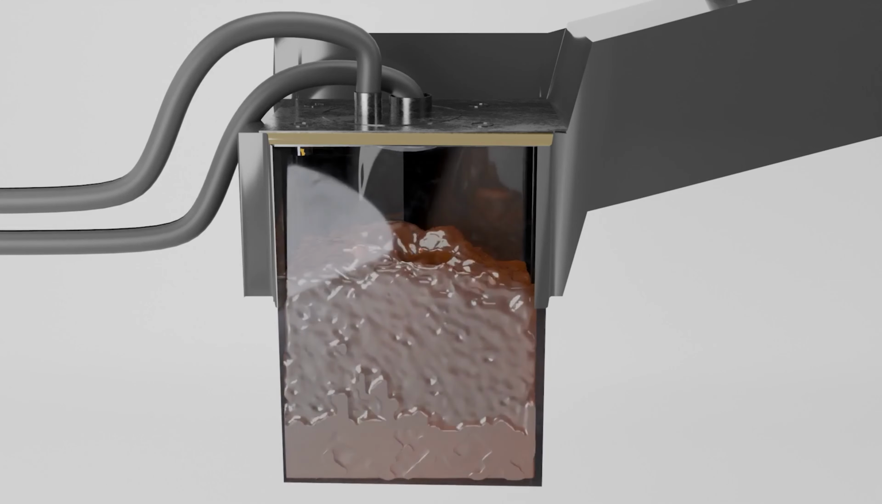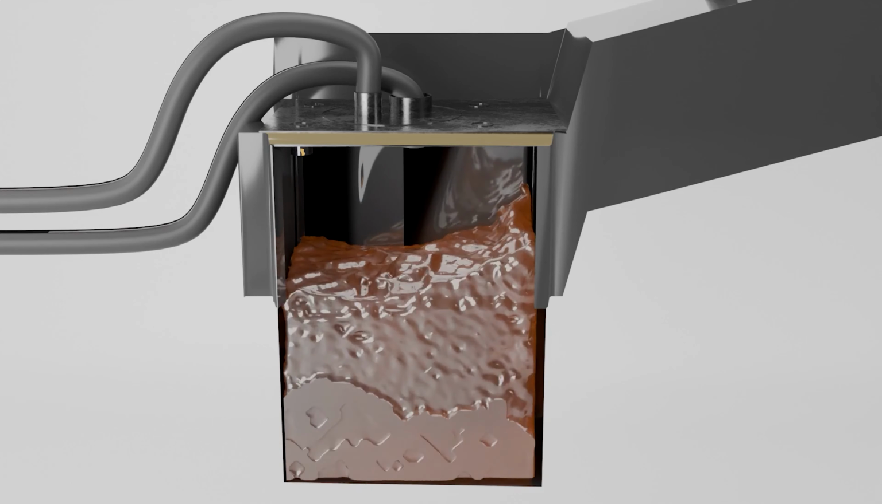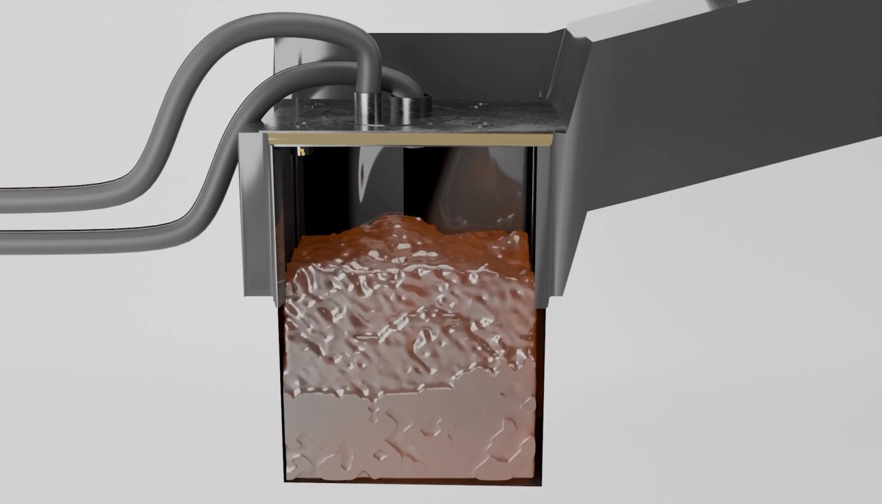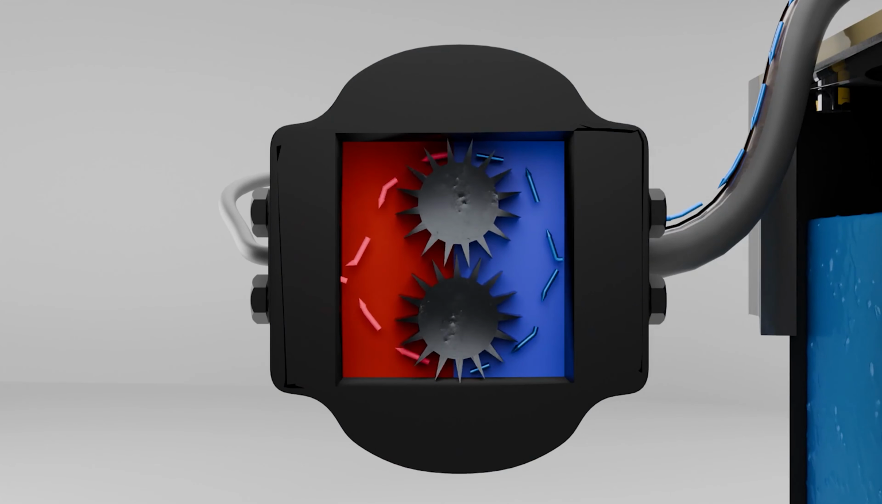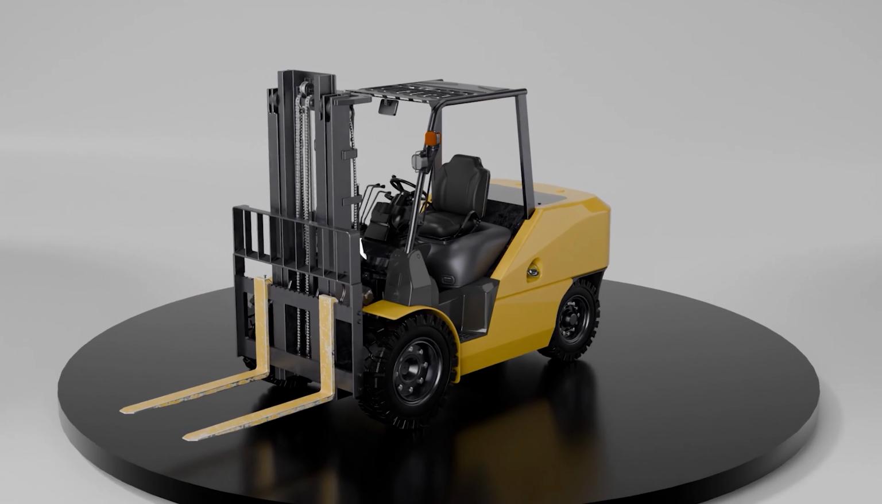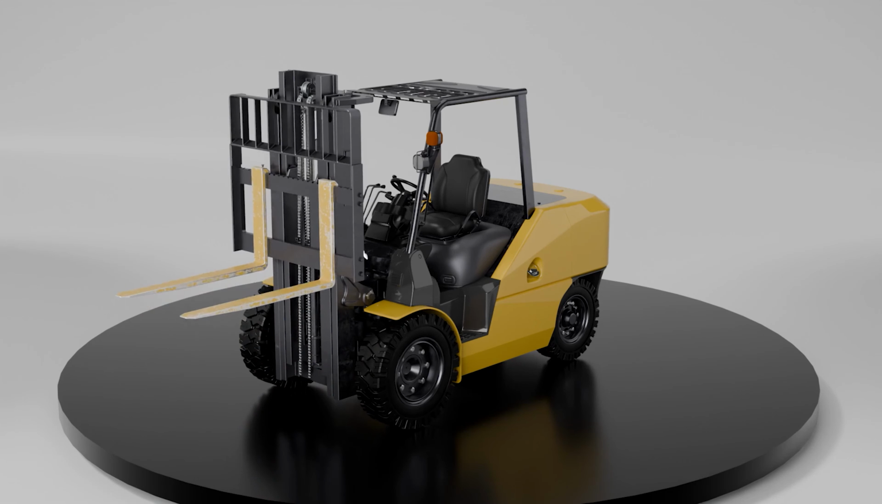Next is the hydraulic fluid. Hydraulic fluid is the medium that carries pressure through the entire system. It's a specially formulated oil that does three important jobs: transmits pressure, lubricates moving components, and cools the system. The next component is hydraulic cylinders. These are the parts that actually move.